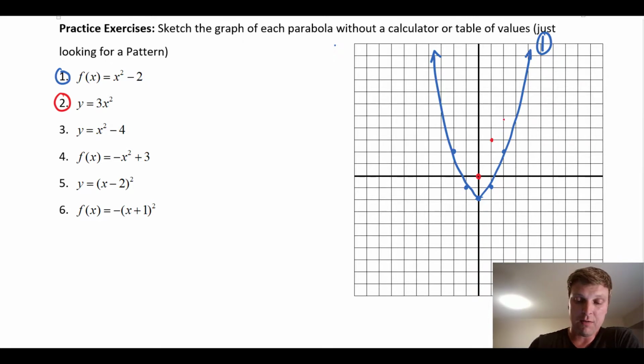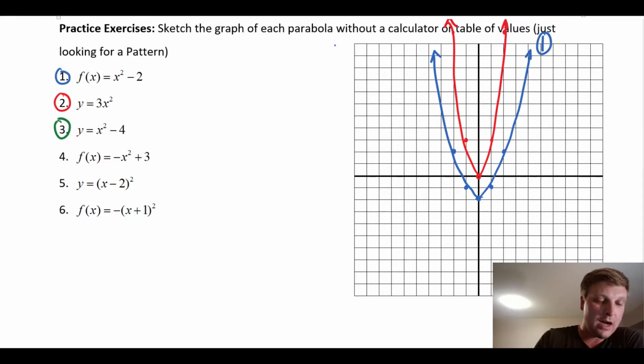So 3, 4, 5, 6, 7, 8, 9, 10, 11, and I left myself 1 box short again. And it's going to be symmetrical. So over 1, up 3, over 2, up 12. And then I'm going to fill it in. Okay. We'll do a couple more here.